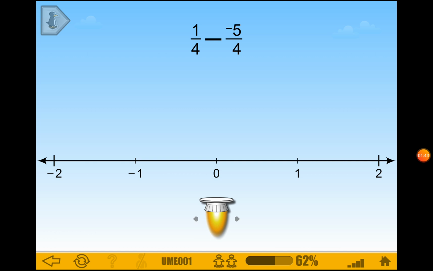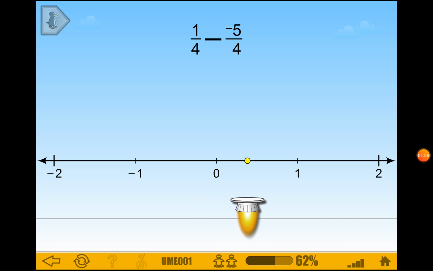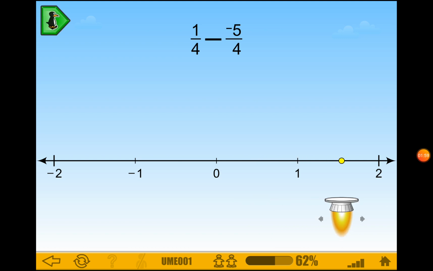Okay, 1/4 minus negative 5 over 4. So that would be 1/4 plus 5 over 4, so 5 plus 1 is 6, and the denominator is 4 and stays the same. So that's 6 over 4, which is equivalent to 3 over 2. So then 3/2 is right here.